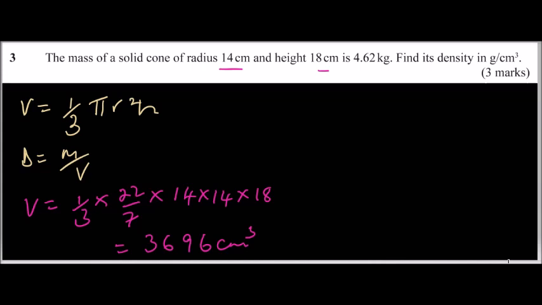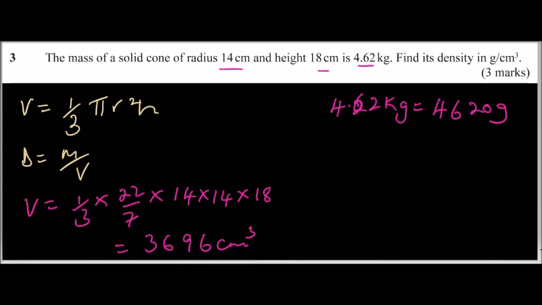You note here that we have been asked to get the density in grams per centimeter cubed, and here we have been given the mass in kilograms. So 4.62 kg, and 1 kg is equal to 1,000 grams. So you multiply this by 1,000, and you get 4,620 grams.